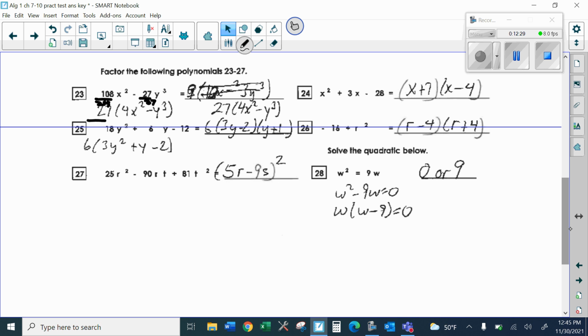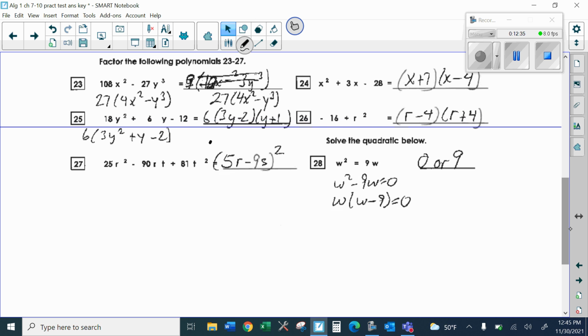Okay, that is not a difference of squares because that's a cube there. If that was y squared, then I'd be able to factor that further with the difference of squares, but it is not. All right, 24.